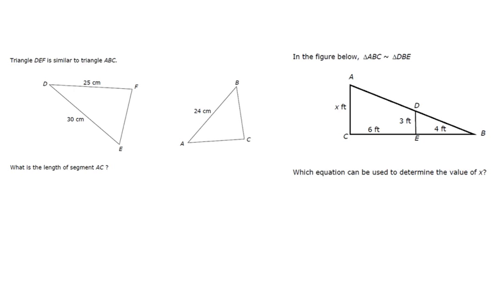So some more examples here. DEF and ABC are similar. So to match these up, you can kind of tell that these two angles are going to be your congruent angles. And so the 30 and the 24 are going to be corresponding sides. And then the 25 and then this missing side, we'll call it X, are going to be corresponding. So here's my big, here's my small.